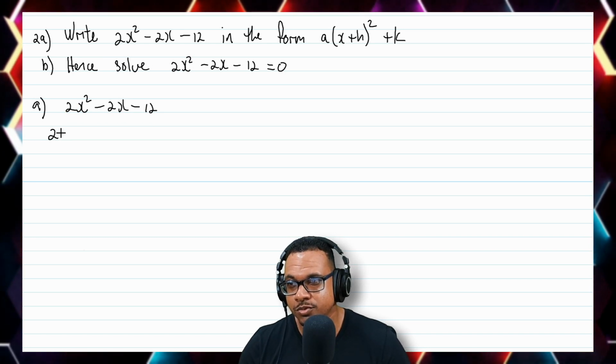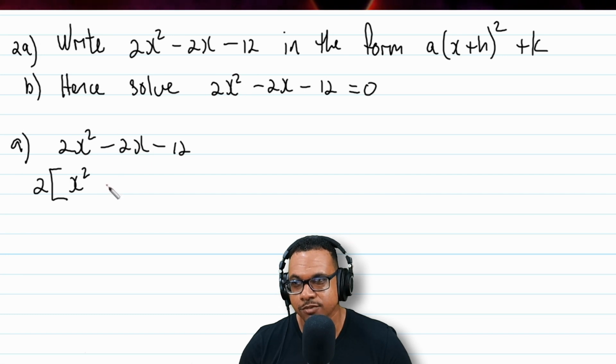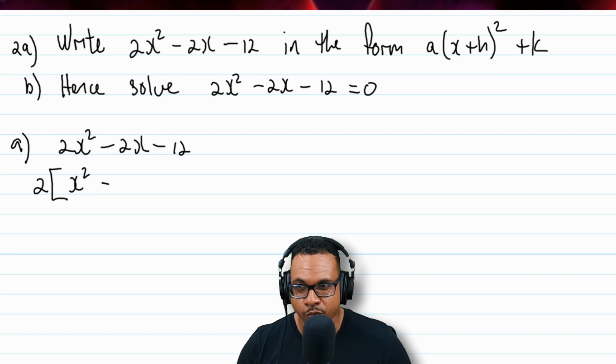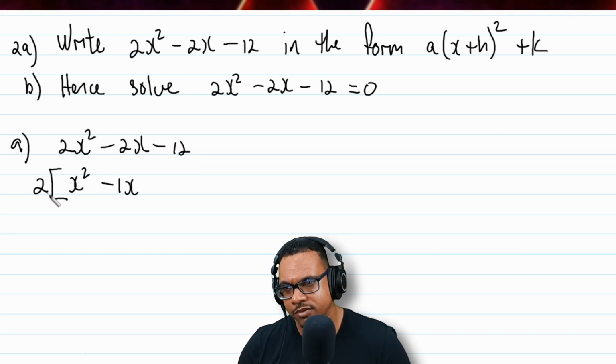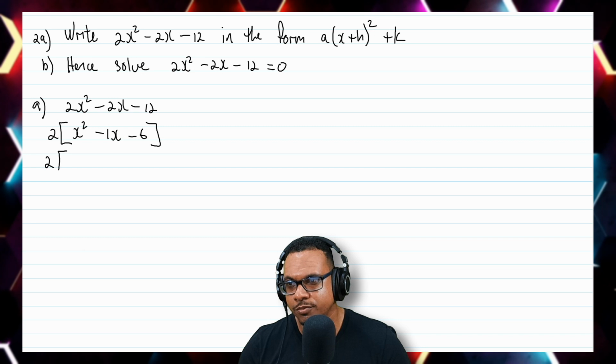So I'm going to put 2 open brackets. I'm going to divide this 2x squared by this 2 and get x squared. I'm going to divide this negative 2x by positive 2, and I'll get negative 1x. And now I'll divide this negative 12 by this positive 2 and get negative 6. Close brackets. So I'm going to write back this 2, open brackets.